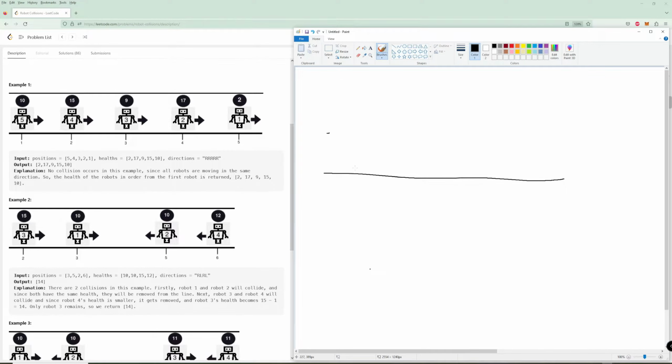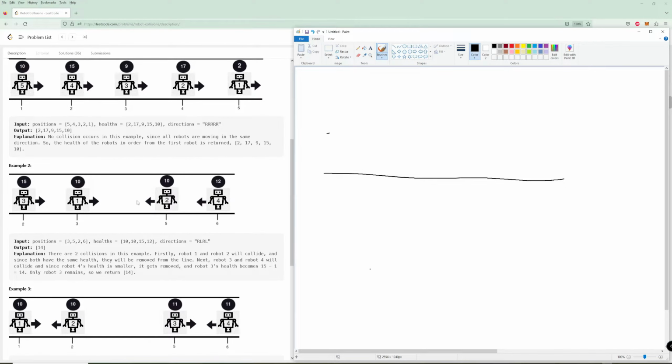Like I said, this is similar to the last problem I did. So let's take this middle example here. We have a robot at 2 that's moving right with health 15. We can never have a collision with one robot, so we need to keep adding more robots.